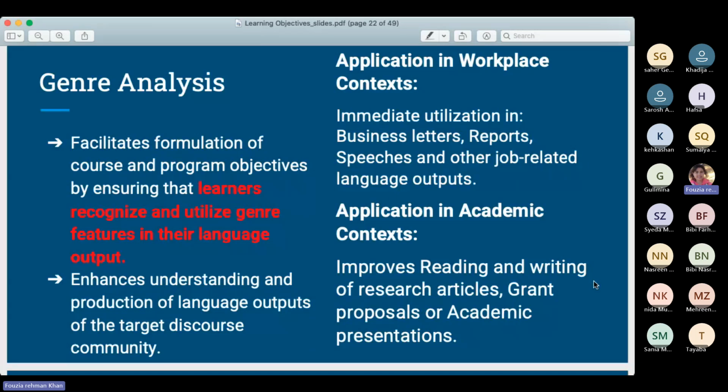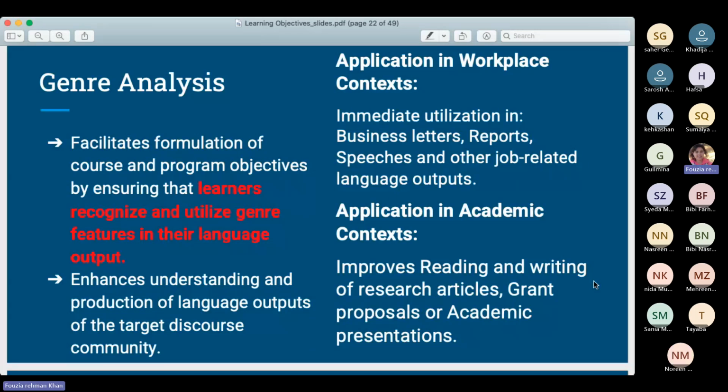And what are those workplaces that we did in situational analysis while we were doing needs analysis? For instance, how are these applied in workplace context? So there is an immediate utilization, for instance, of business letters, reports, speeches, and other job-related language outputs. Okay.